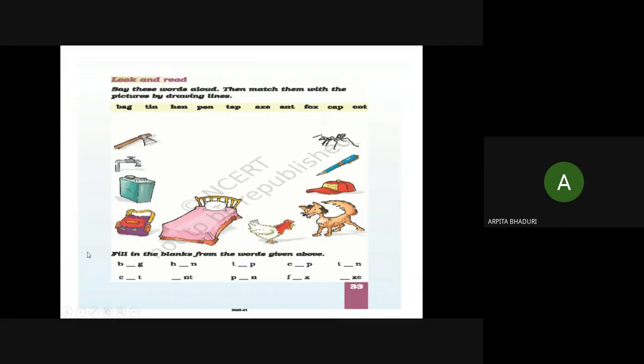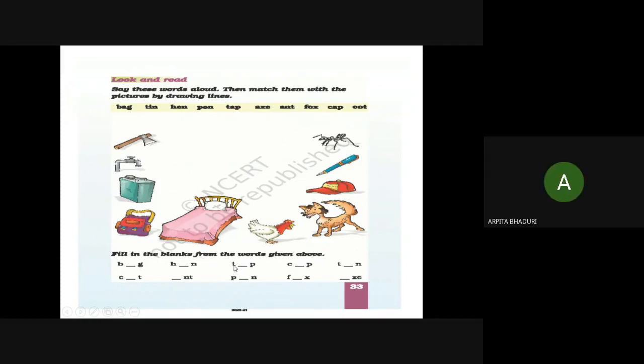Yes. Very good. Now, next one. Here is H dash N. So what will come? E. Yes, excellent. So that will make it hen. Yes, correct. Now the next one is dash N T. Can you tell me? This will be an animal. Yeah. First one, ant. A-N-T. Yes, ant. Very good.